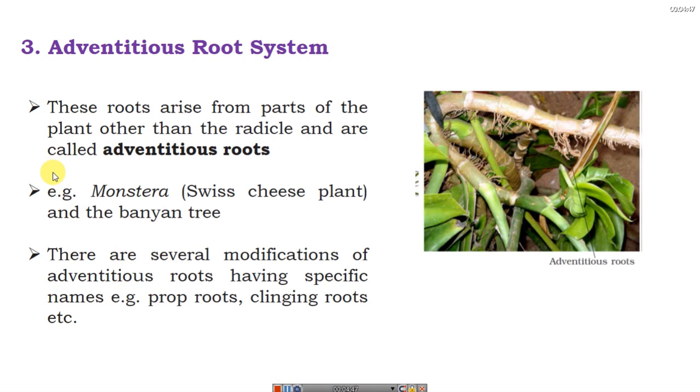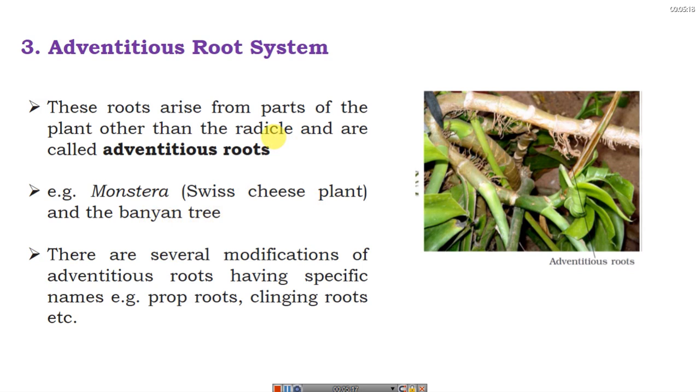The third root system that we have is the adventitious root system. The main thing to remember about this is that it arises from parts other than the radicle. Okay, so any root that is arising from any part of the plant other than the radicle will be called adventitious roots. Like in banyan tree, you must have seen hanging roots from the top of the tree. So those are not arising from the radicle. So that is a very peculiar example of adventitious roots.